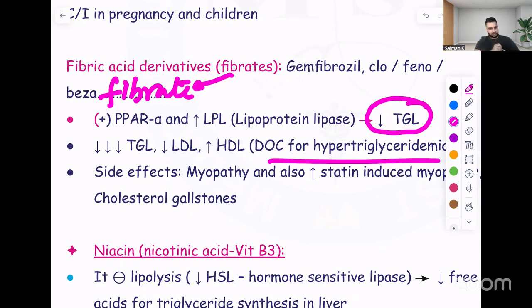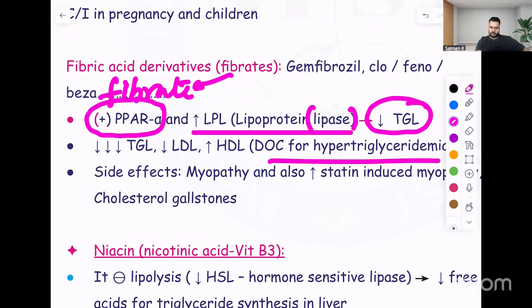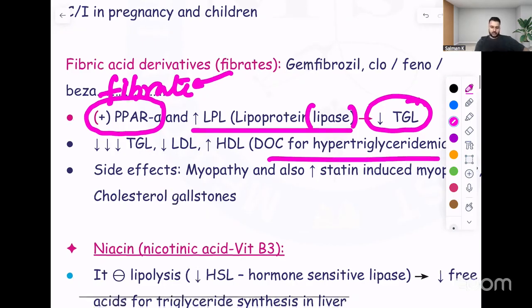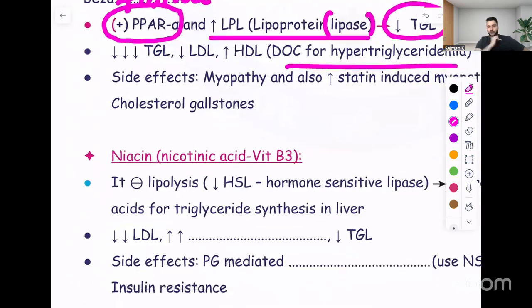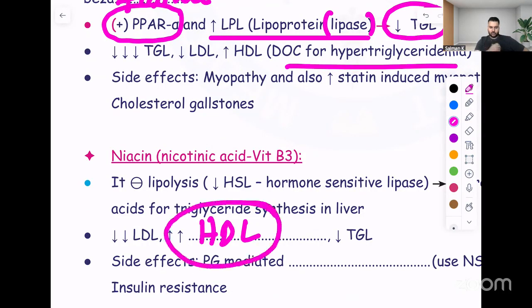Now the question is this, doctors: how do they do this? They stimulate one factor called PPAR alpha. When you stimulate PPAR alpha, it will increase one enzyme called lipase. Lipase will break the fat. Think of it like that. Okay. And the best drug to increase HDL is called niacin. Let's remember HDL as the nice cholesterol. Good guy, no? Good is also called nice. Niacin increases nice cholesterol.